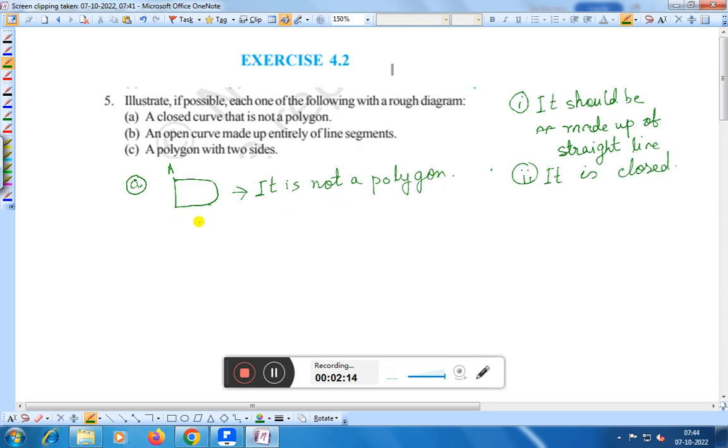You can draw another way like this, two straight lines and another curve, right? It is also not a polygon.